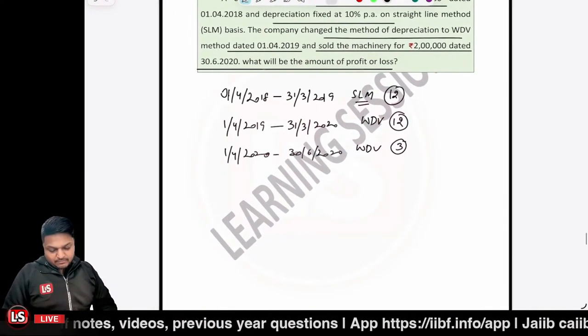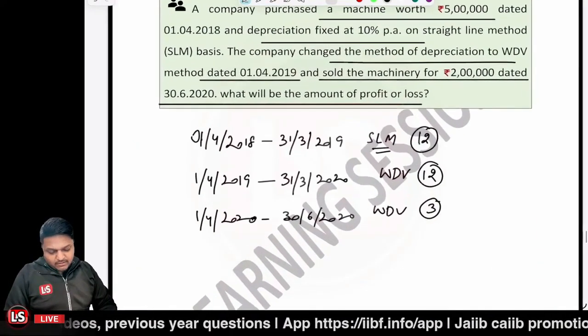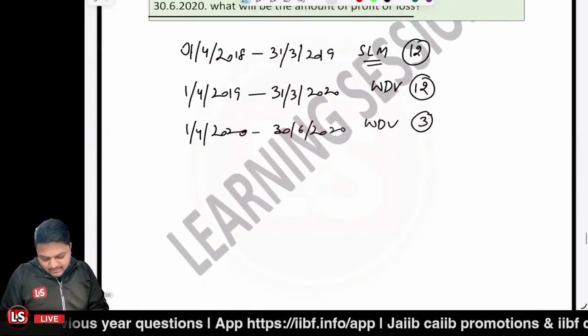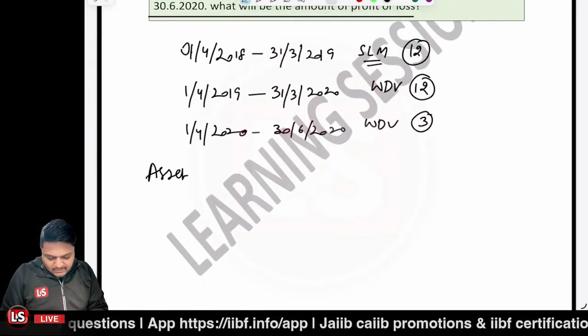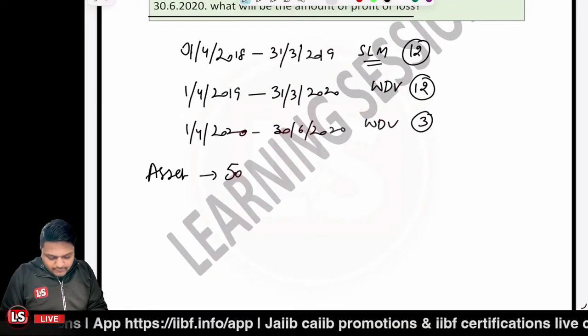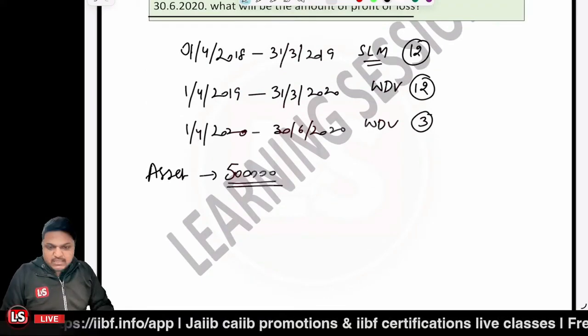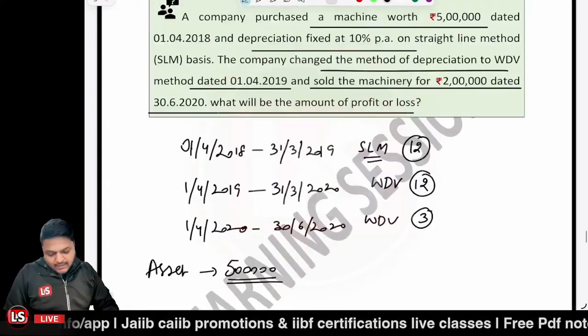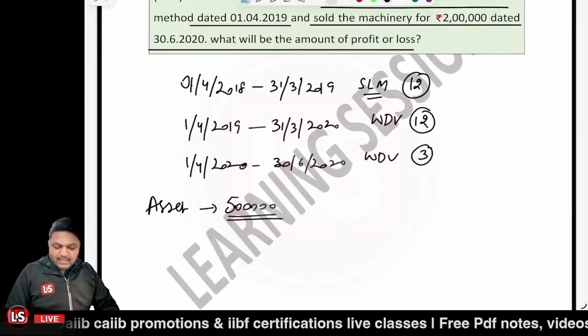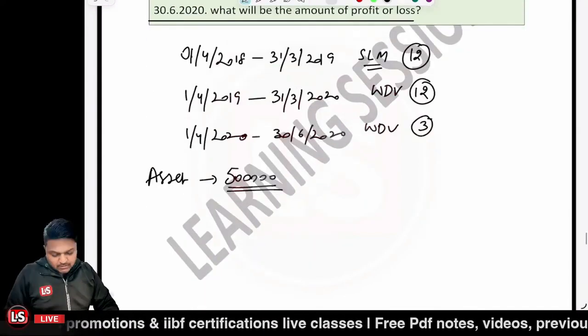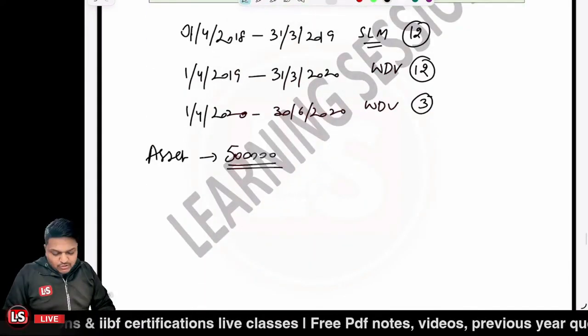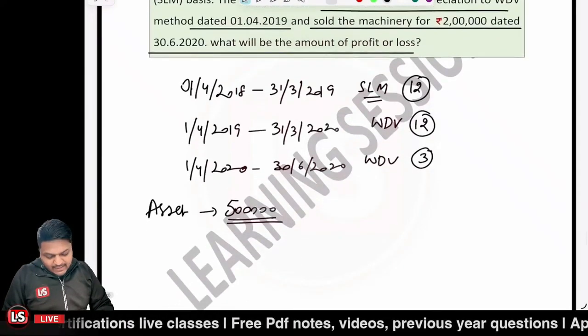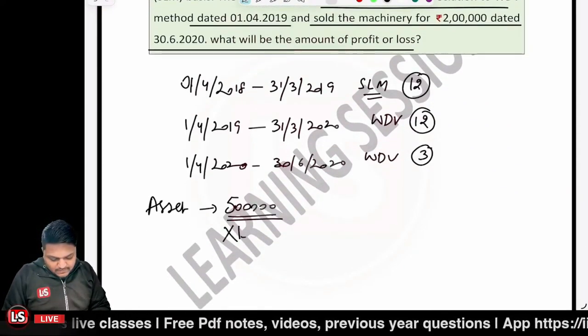Let's solve this numerical. Okay, so we are provided with the purchase price of the asset. The asset price is given to be 5 lakh rupees, and we have purchased the asset for rupees 5 lakh. Further, the depreciation rate would be equal to what? It is fixed at 10%.